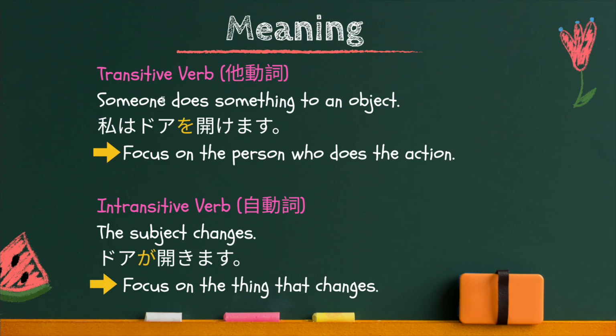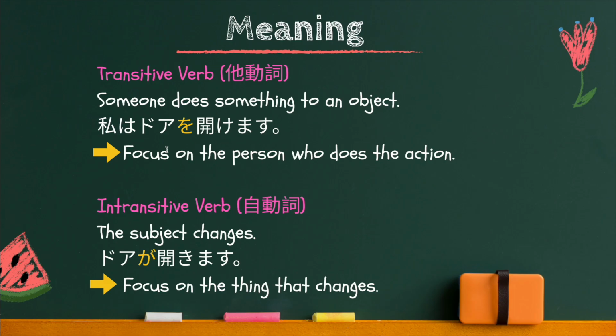So I think many of you are most familiar with these transitive verbs because this type includes the verbs such as 食べます, to eat, 読みます, to read, 聞きます, to listen, and so on. So this is one example. 私はドアを開けます. This means I open the door.